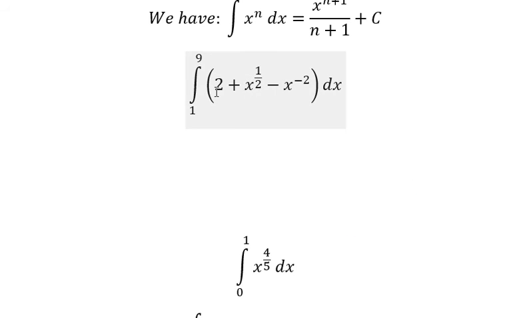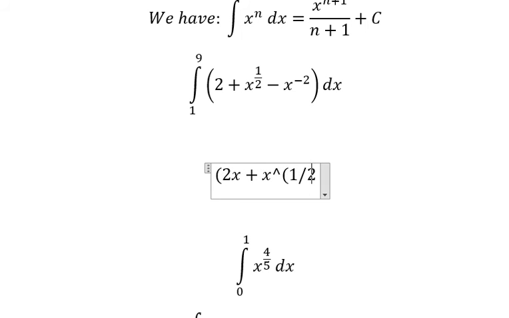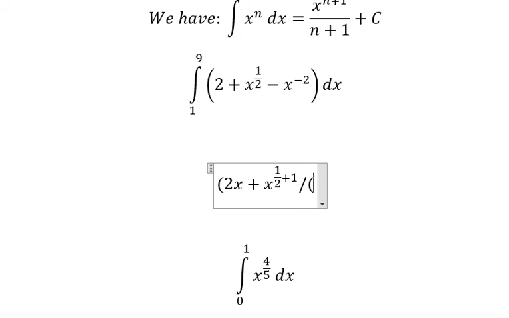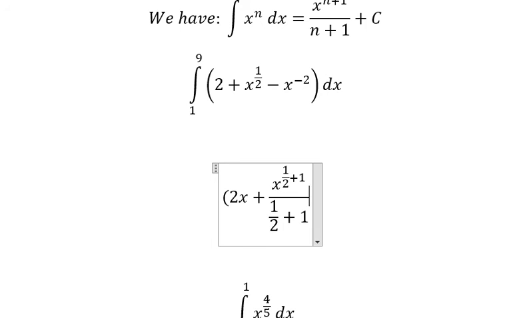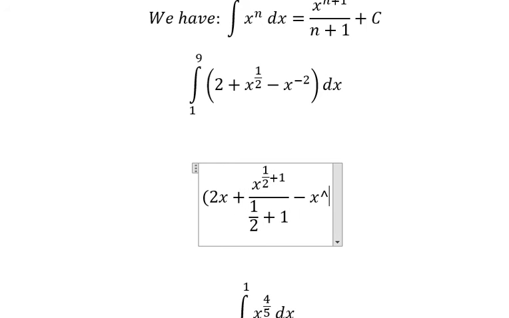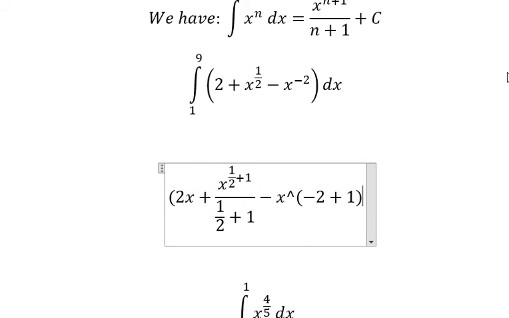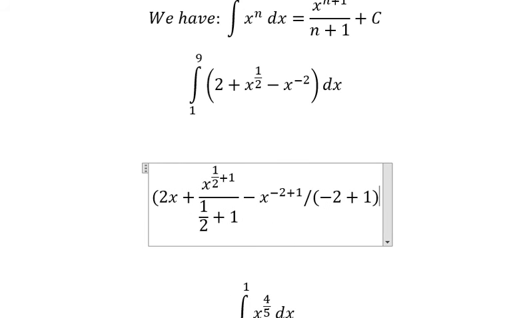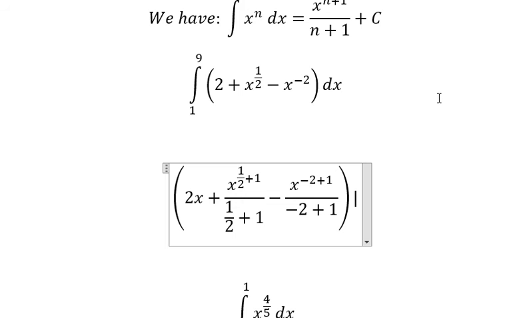So this one we have 2x. This one we have x to the power of 1 over 2 plus 1, over 1 over 2 plus 1. Similar for the next one. And we put the bounds from number 1 to number 9.